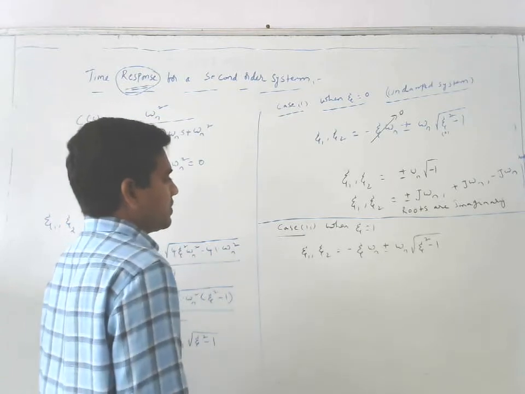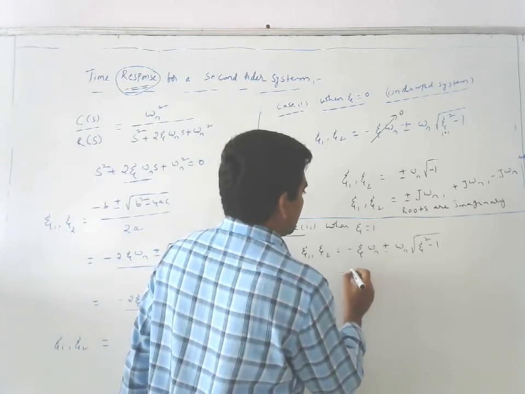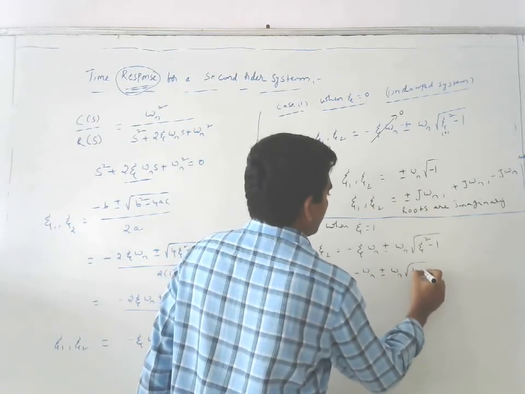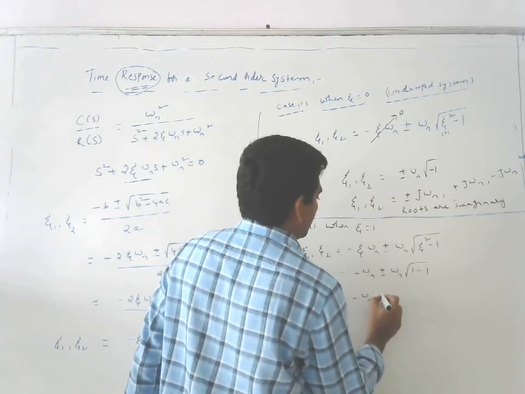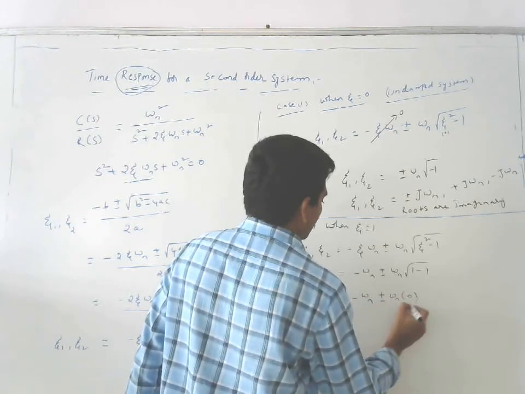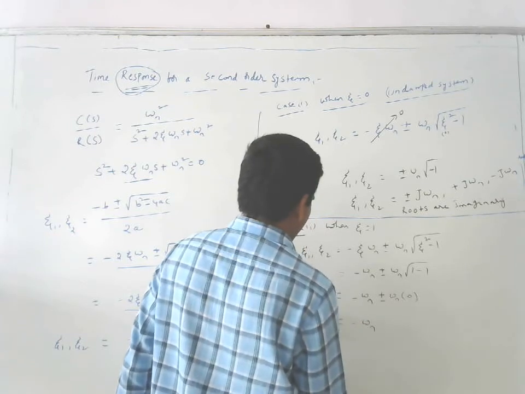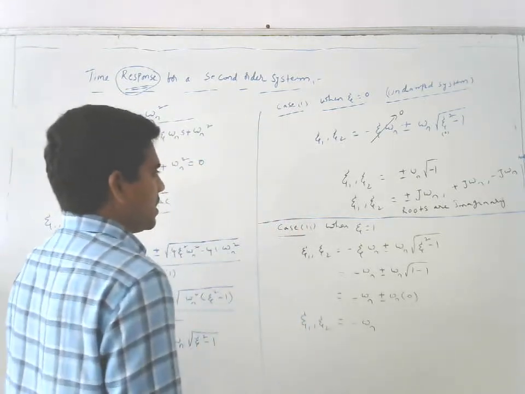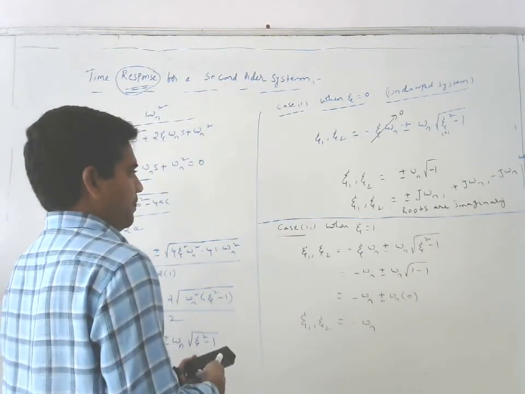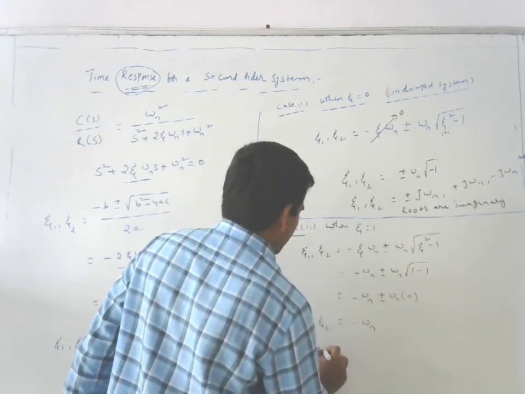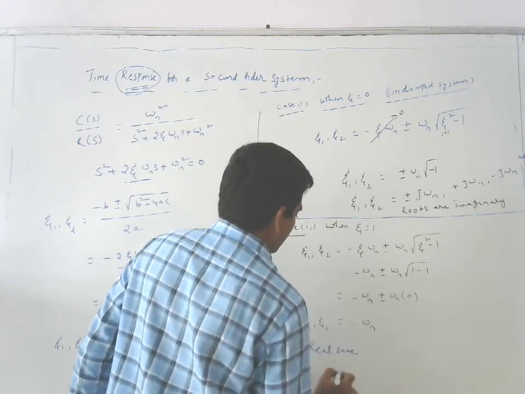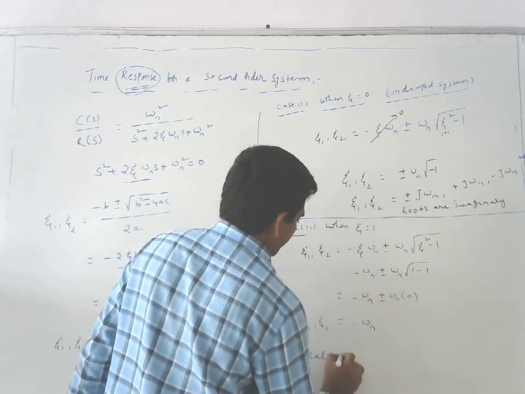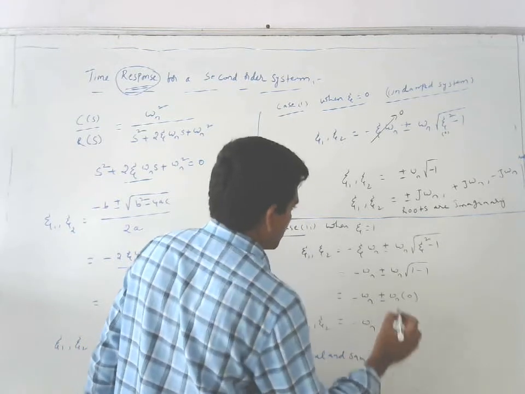Now if I substitute 1, what are we going to get? Minus omega n plus or minus omega n into square root of 1 minus 1. That is minus omega n plus or minus omega n into 0. That means we get minus omega n for s1, s2. That means real and same. Both are real and same. In this case, we get real roots, real and same.